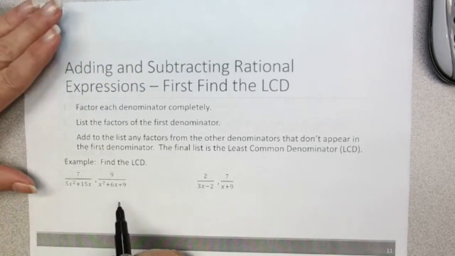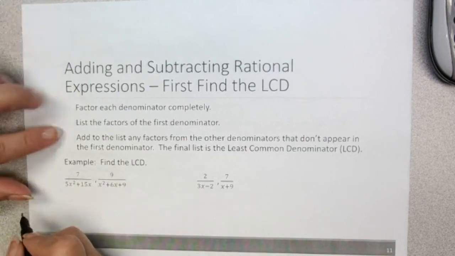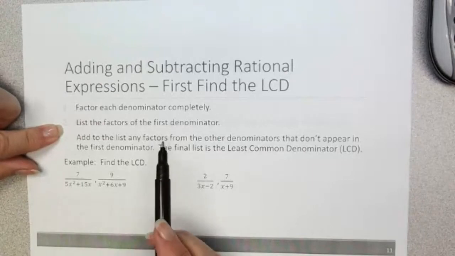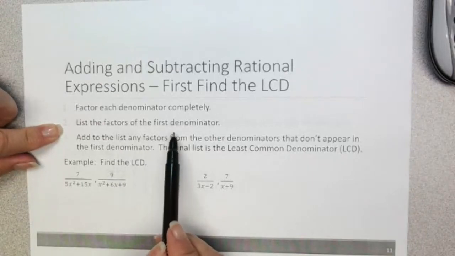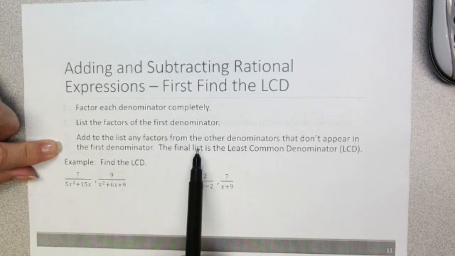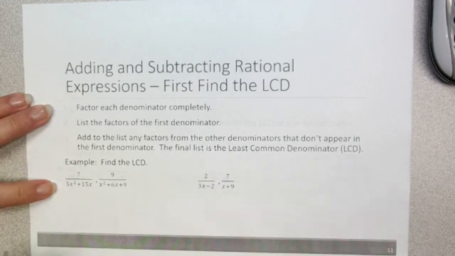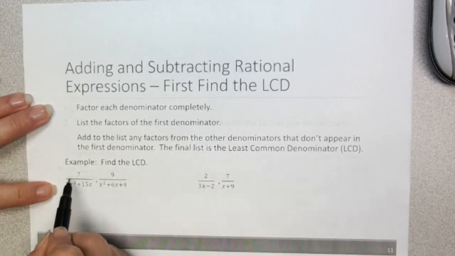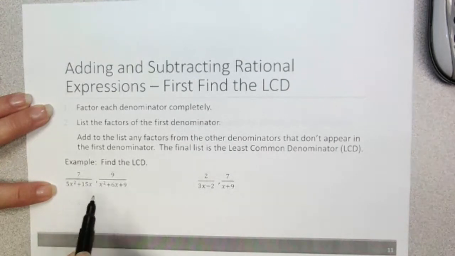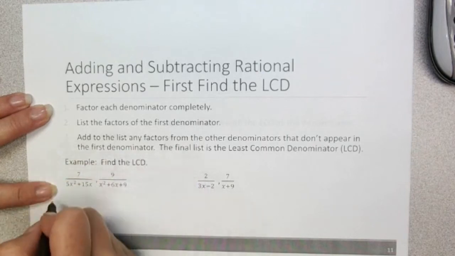All right, to find the least common denominator, we want to factor each denominator completely. Then we want to list all the factors of the first denominator and add to that any factors of any other denominators that are missing. Okay? That final list is going to be the least common denominator. So let's see if we can find the least common denominator between 7 over 5x squared plus 15x and 9 over x squared plus 6x plus 9.